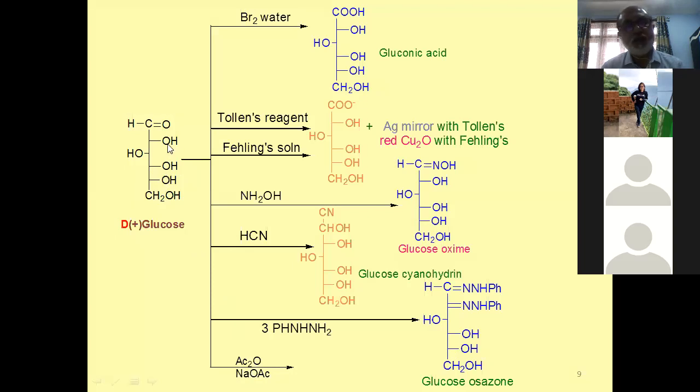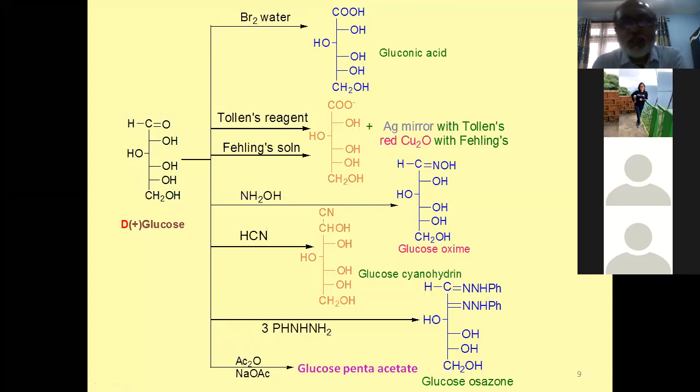And here, how many OH groups are there in total? Just count in the glucose. How many OH groups? 5. So 5 OH groups means we expect to get pentacetate, right? Now if I see the structure as such, 5 OH groups are there, and the aldehyde group is not going to react with acetic anhydride. So we write here, glucose pentacetate.